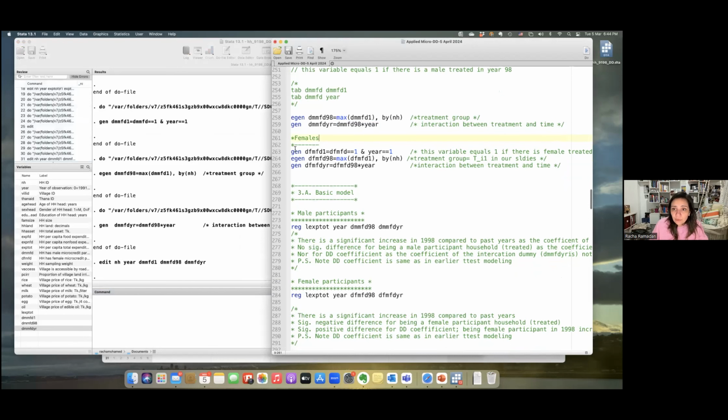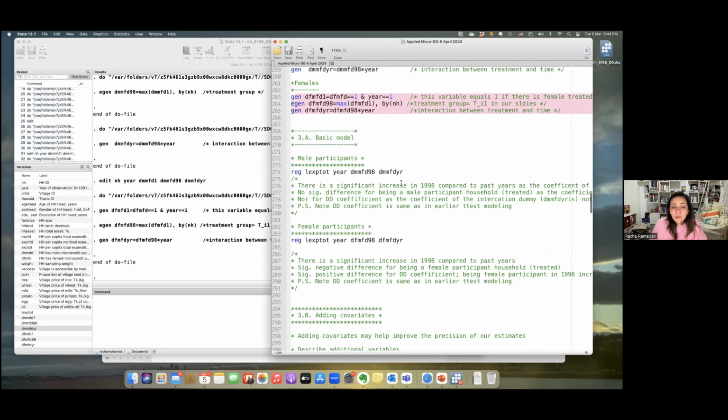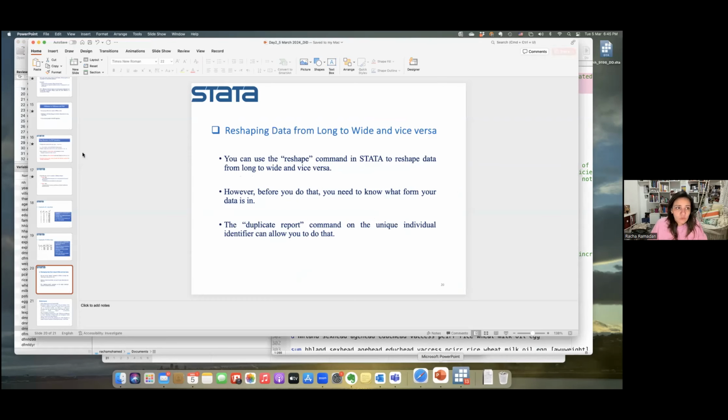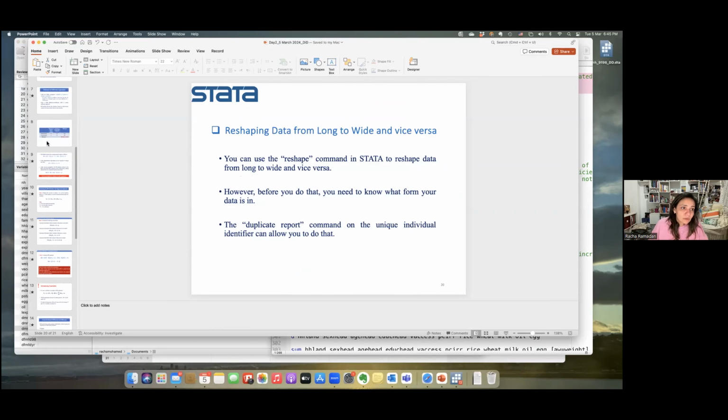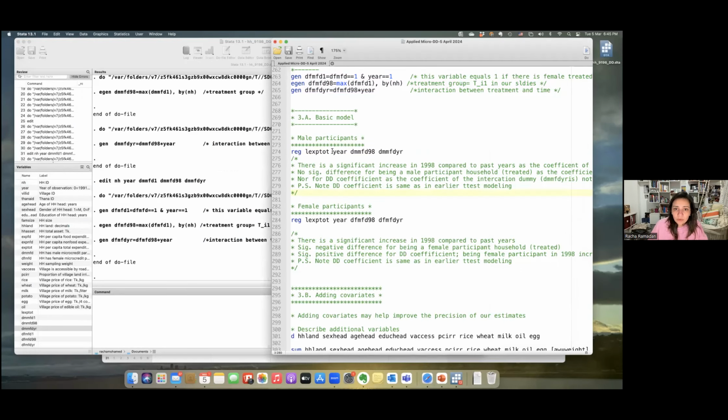I will do the same thing for female programs because we wanted to compare male programs and female programs. And I will start with the basic model as we saw in the slide, the basic one without any covariates. So I have just the treatment dummy, the year dummy, and the interaction between both. Okay, let's now run our model. So I regress the total expenditure per capita on year dummy, the treatment dummy, and the interaction between both.